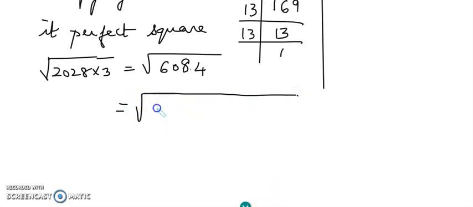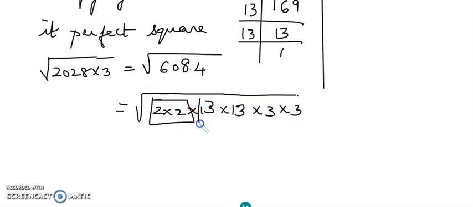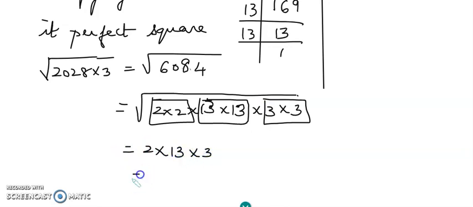So it will be 2 was a pair, 13 was also a pair, right? And I have multiplied an extra 3. So the pairs are 2, 13, and 3. So this will become 2 times 13 times 3, which I can say as 6 times 13, which is 78. Okay. Hope this is clear.